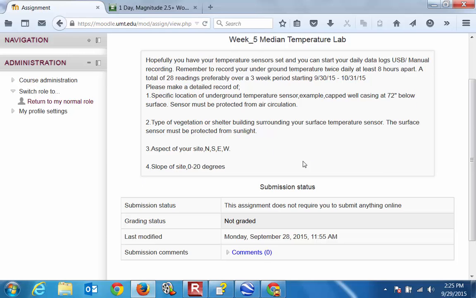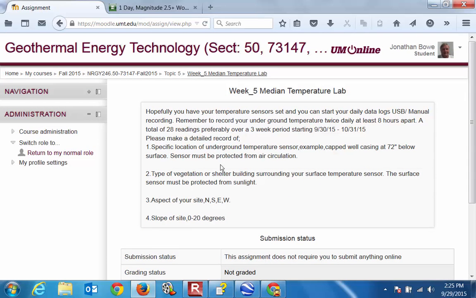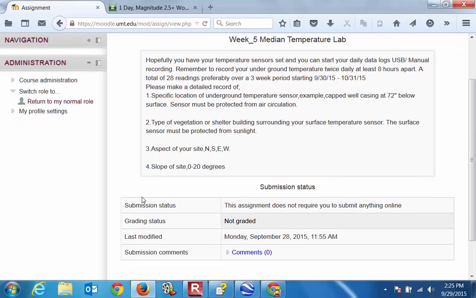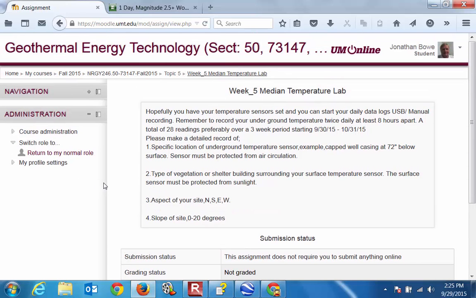But kind of get started on this. No big pressure, but do get going, because it's going to take a few days. 28 readings. So if you get it done within 14 days roughly, and they don't have to be consecutive days. It would be nice if they were. And then your format as far as the reporting goes, we're going to talk more about that in the future.